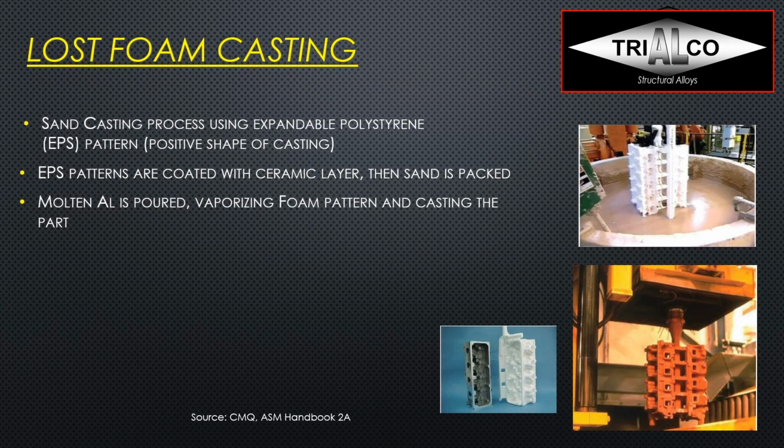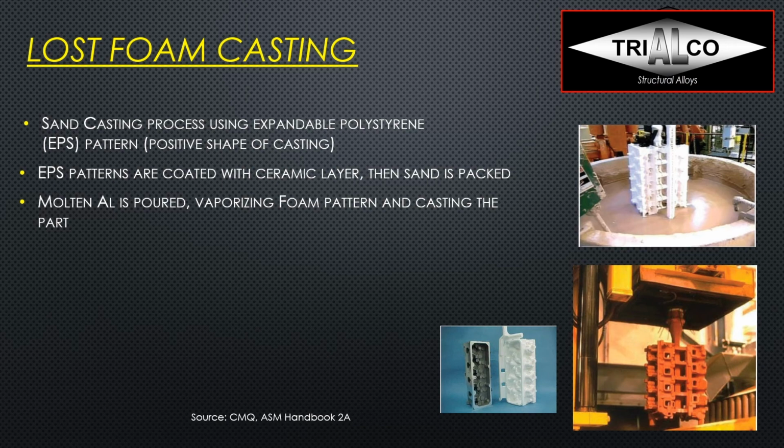Another special sand casting process is called lost foam casting. Lost foam because it's actually a styrofoam pattern that we are using. You can see this here in the image, and it can be really very complex. And this is the positive shape of the casting. These EPS patterns are coated with a ceramic layer, and then the sand is packed around it to hold it. Then the metal is poured, and we aren't getting rid of this EPS pattern. The styrofoam is really just burnt off. So the metal is poured in and it vaporizes the pattern and is cast in the part.